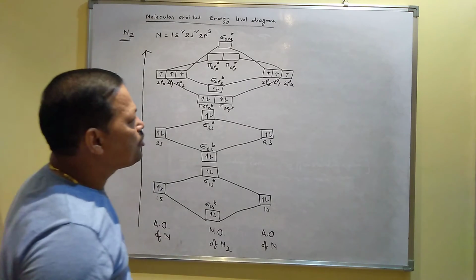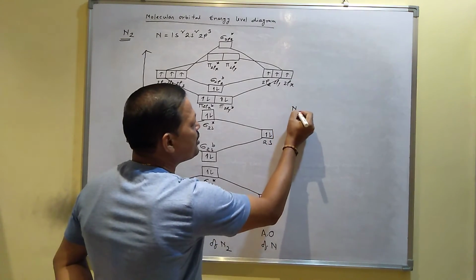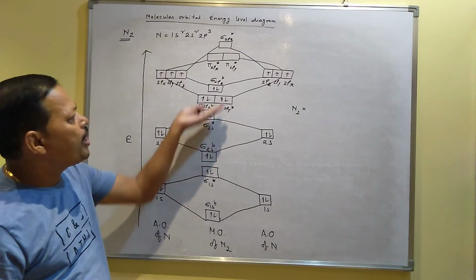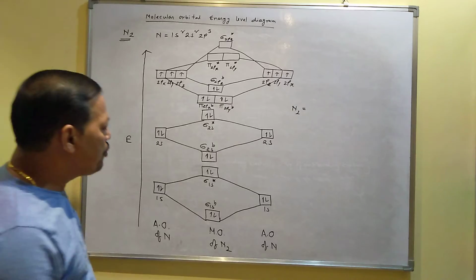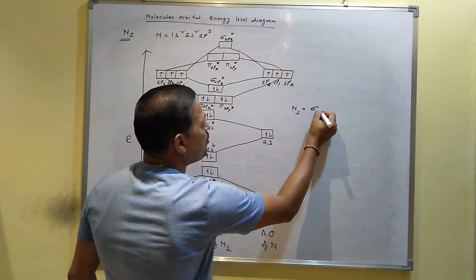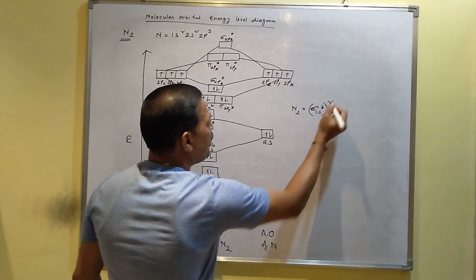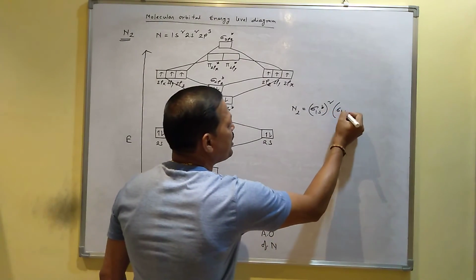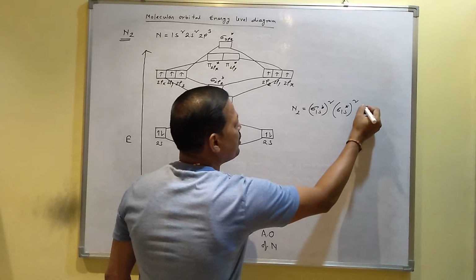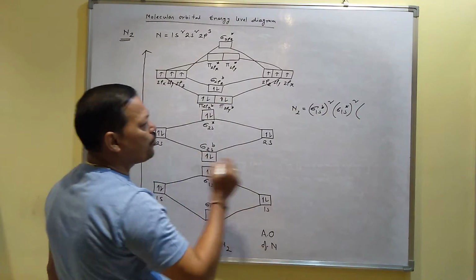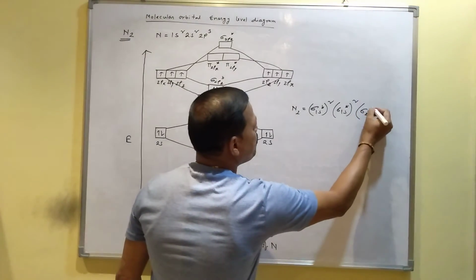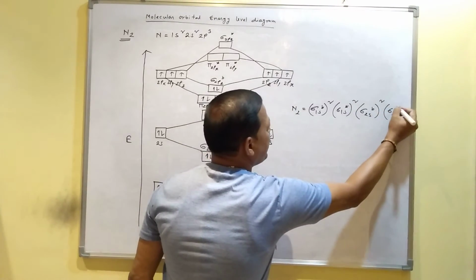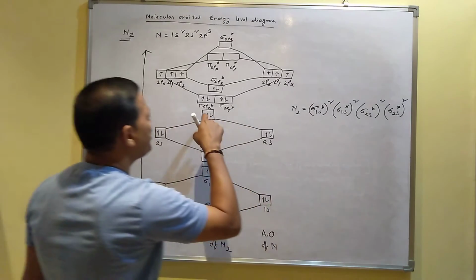Now if you want to write the electronic configuration for this nitrogen molecule, from the lower energy you have to write the orbitals. So how do you write? First, sigma 1s bonding contains 2 electrons, I mean this orbital. Then you write this one, sigma 1s star, which contains 2 electrons. After that sigma 2s bonding molecular orbital contains 2 electrons. Then sigma 2s star anti-bonding contains 2 electrons, I mean this one.